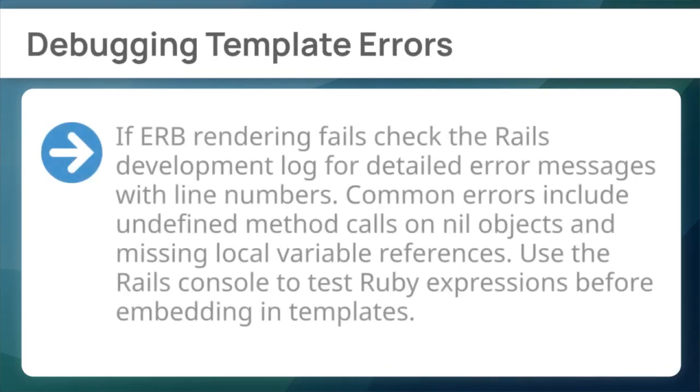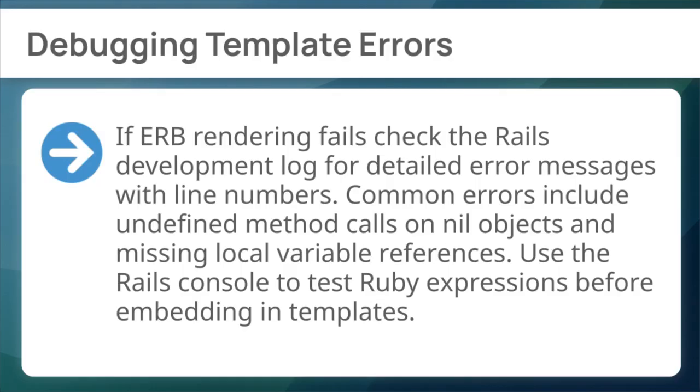Finally, debugging template errors. If ERB rendering fails, check the Rails development log for detailed error messages with line numbers. Common errors include undefined method calls on nil objects and missing local variable references. Use the Rails console to test Ruby expressions before embedding in templates.